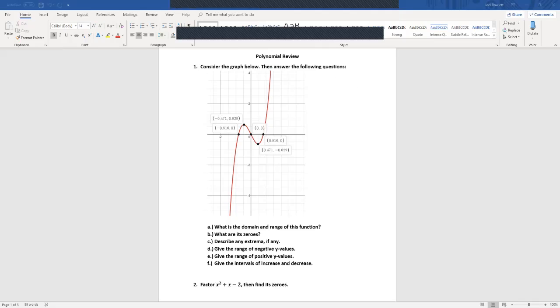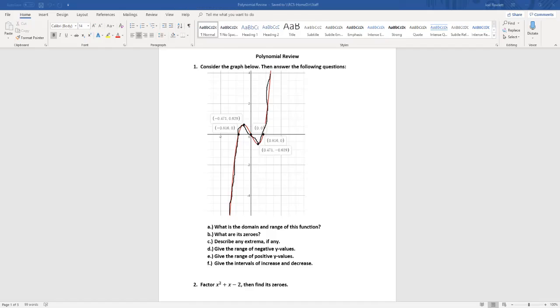Number 1, what is the domain and range of this function? Remember, if you can trace the graph without picking up your pencil, then the domain is all real numbers. Now, we don't have the equation here, but I do know that if I put a pencil here, I can trace this entire graph from the left side to the right side without ever having to pick up my pencil. So therefore, the domain would be all real numbers, and we could write it this way with sort of a double-sided R. That means all real numbers.